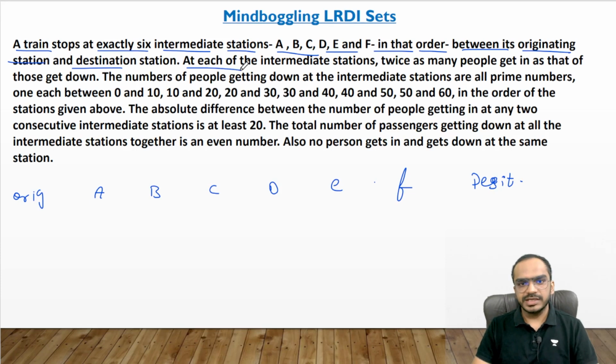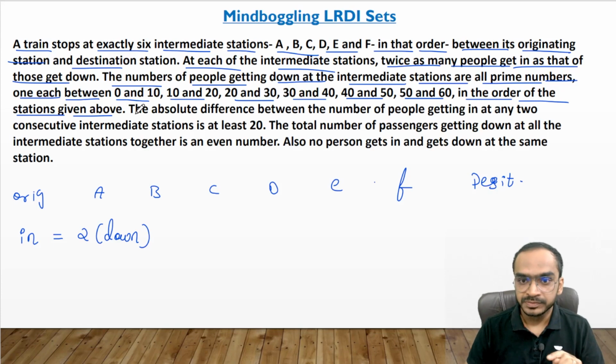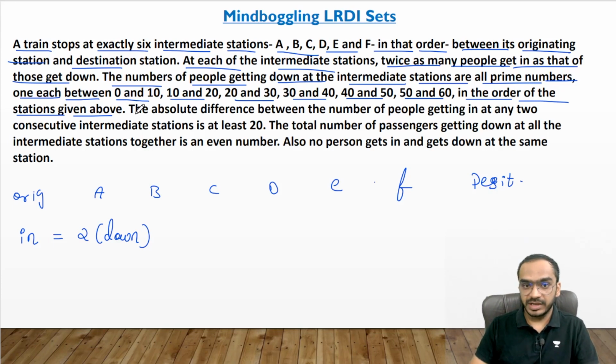At each of the intermediate stations, twice the number of people get in as get down. So at each intermediate station, getting in is equal to twice of getting down. Are we clear with this? The number of people getting down at the intermediate stations are all prime numbers, one each between 0 to 10, 10 to 20, 20 to 30, 30 to 40, 40 to 50, 50 to 60, in the order of the stations given above.